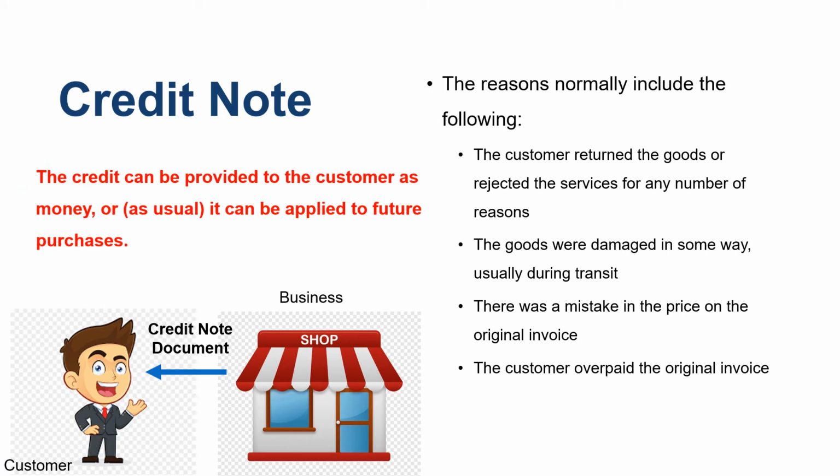Now we'll see some of the situations where companies issue this credit note. First situation, a customer returned the goods or rejected the service for any number of reasons. Second, the goods were damaged in some way, usually during transit, so consumers will return the goods. And third, there was a mistake in the price on the original invoice, and the consumer overpaid the original invoice. In these situations, consumers will send you a debit note, and as a response to the debit note, companies have to issue a credit note.